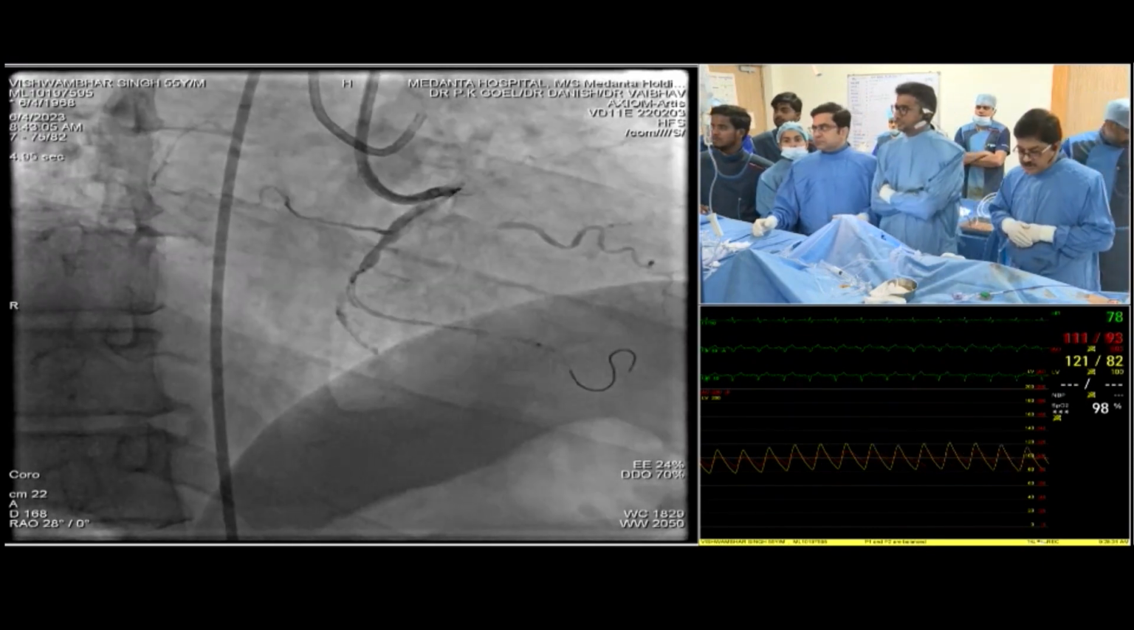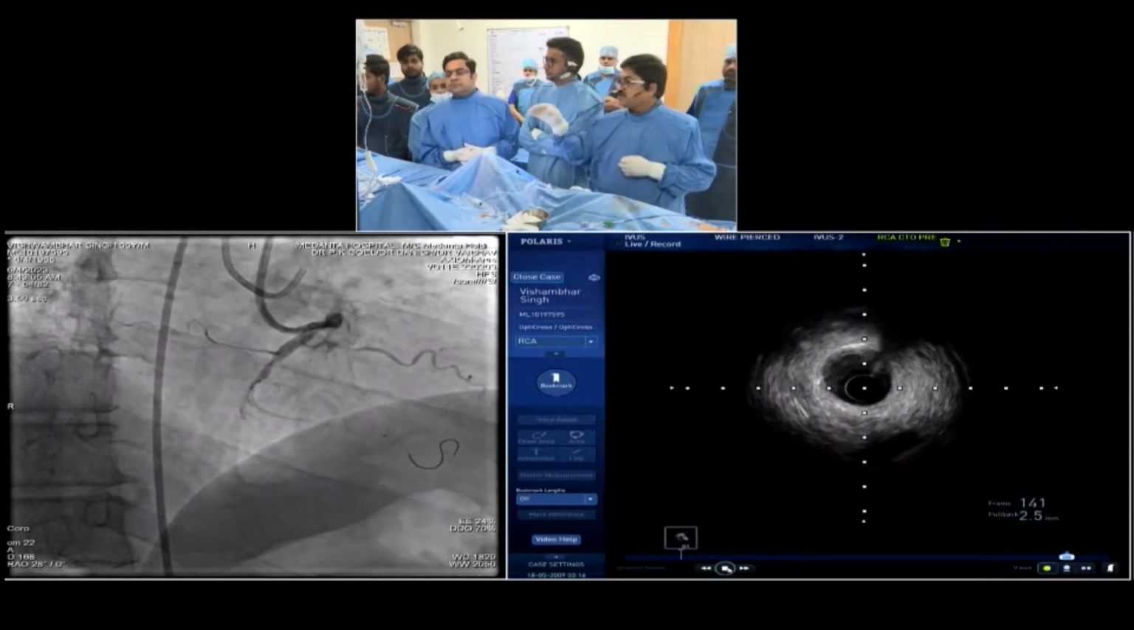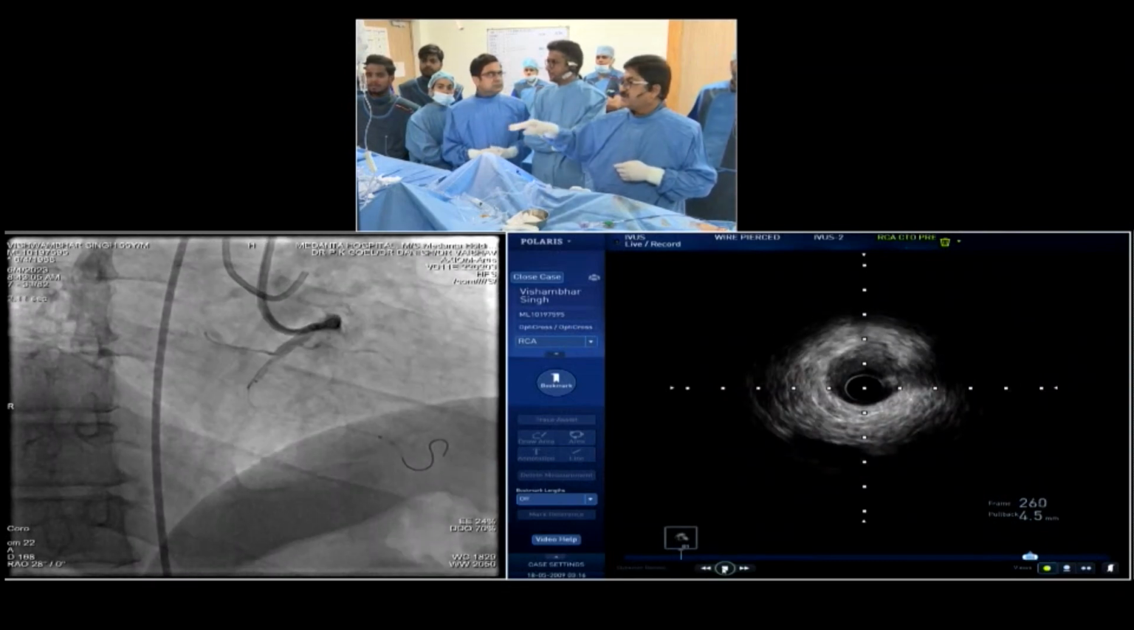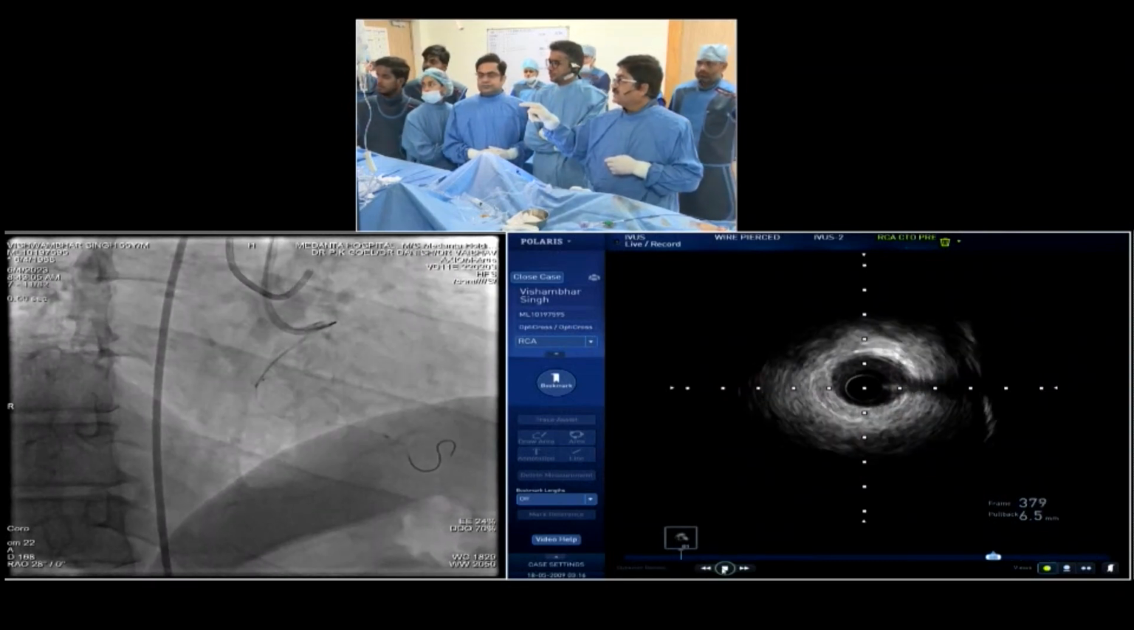So I'll show you the IVUS. That is the IVUS from the RV branch. You have the pericardium at the 6 o'clock position, and we are withdrawing. This is the withdrawal.